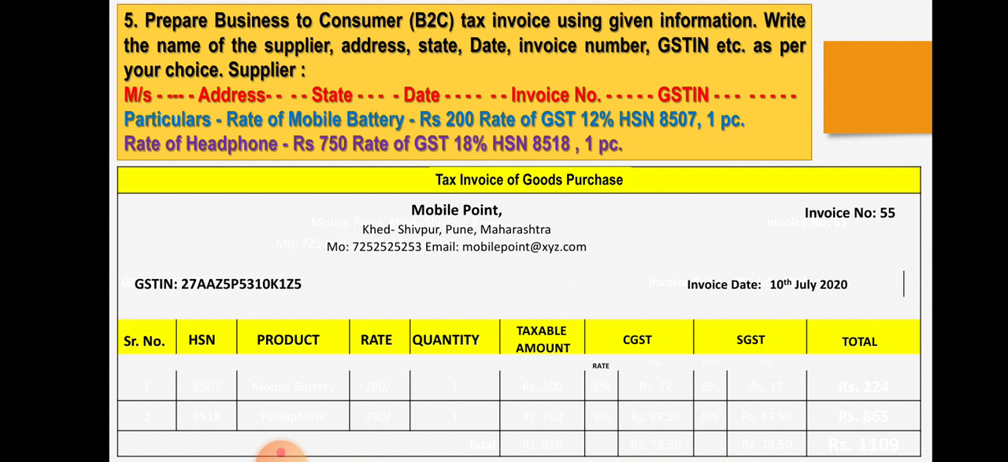In CGST and SGST we are going to show 2 things, rate and tax. Rate means percentage and tax means amount. So let's see how we are going to feed the information. First thing is a mobile battery. The HSN code is given as 8507 in the question, so we'll write the same code here. Product name is mobile battery. Rate is given as 200 rupees. Quantity is 1, which means 1 piece.